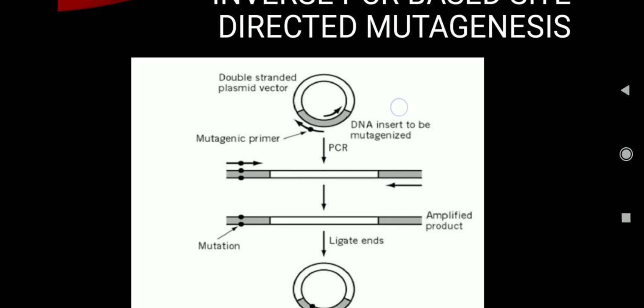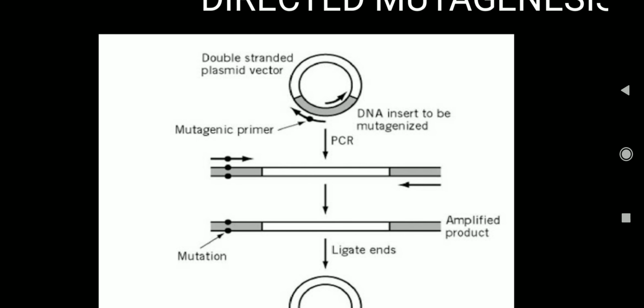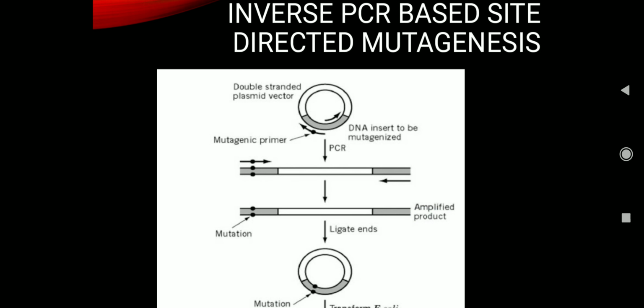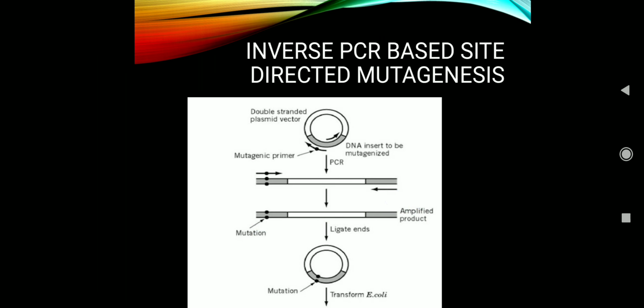Now, in inverse PCR, as I told you, we are going to use inverse primers and put them in the PCR for amplification. When we amplify, because of inverse PCR, we get a linear DNA molecule. Now this DNA molecule will have the mutation. If you see, the amplified product is like this where the mutation is present. So this is ligated using DNA ligase so that it forms a circular DNA molecule. Now the circular DNA molecule has the mutation.